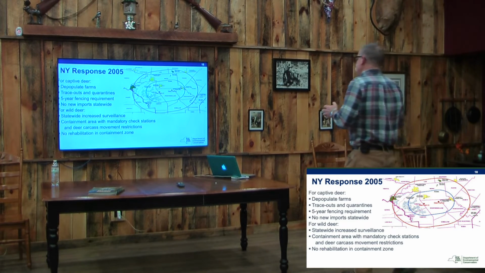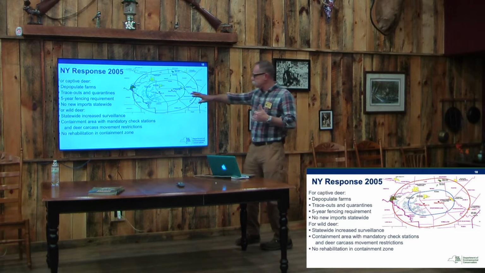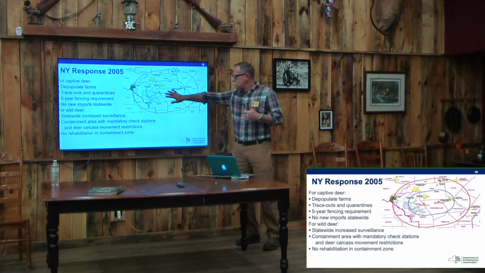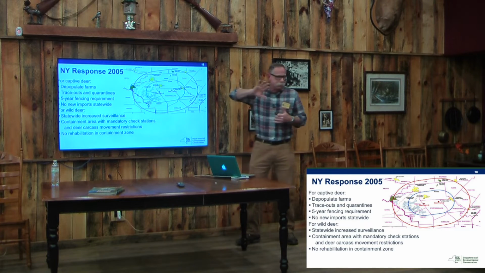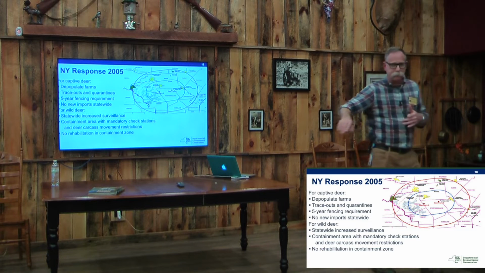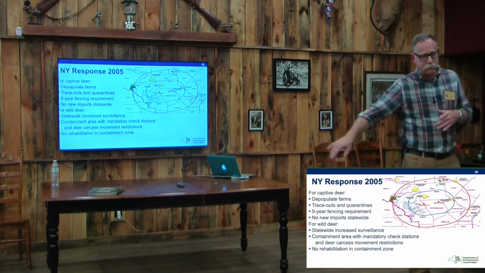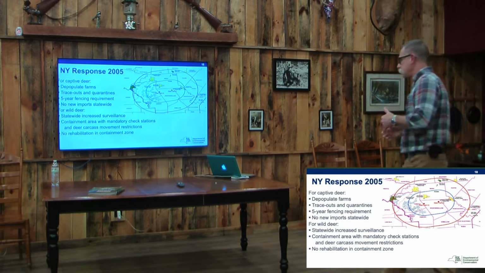So we may have gotten very lucky. We found this one early enough. There wasn't enough environmental contamination to keep it going, and other deer didn't come into contact with it. So we made it so you couldn't take any deer out of that area. Any deer taken in there had to be tested. There was no wildlife rehab in that area. You couldn't possess a roadkill deer in that area. Everything needed to be tested.